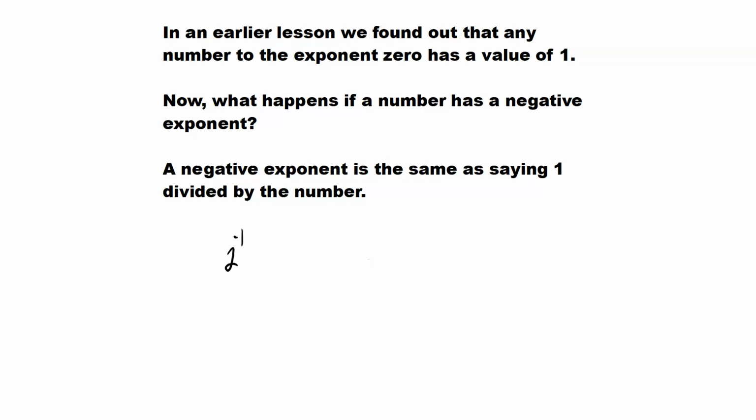In an earlier lesson, we found out that any number to the exponent 0 has a value of 1. So 10 to the exponent 0 is equal to 1. Similarly, 5 to the exponent 0 would also be equal to 1. Now, what happens if a number has a negative exponent? A negative exponent is the same as saying 1 divided by the number.